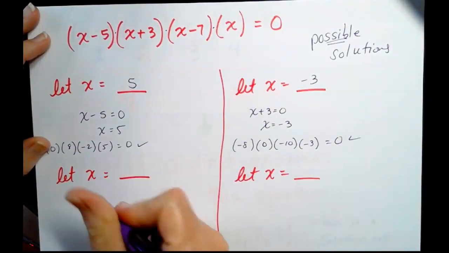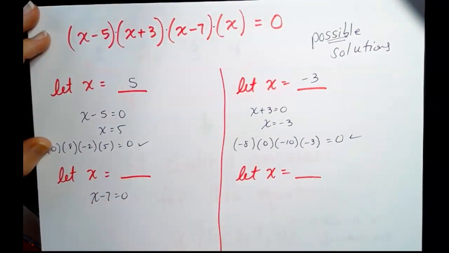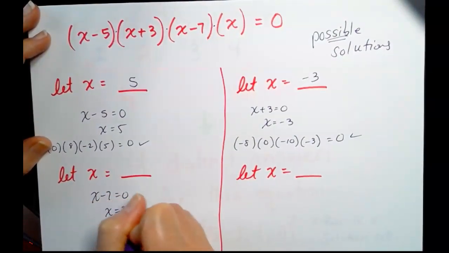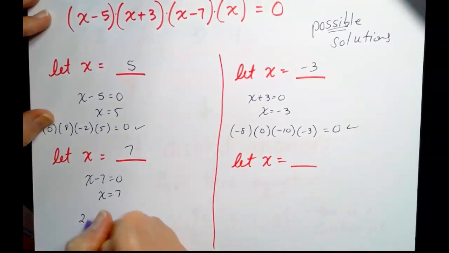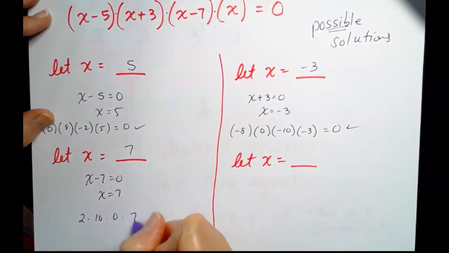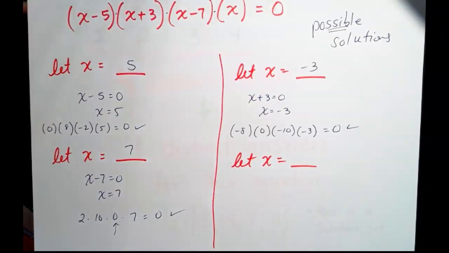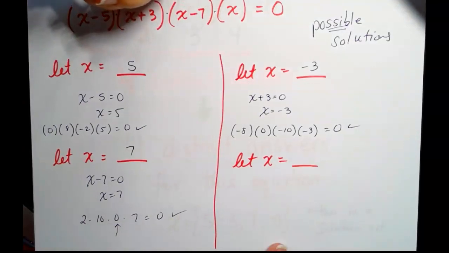Let's go to that next one. X minus 7 could be equal to 0. Therefore, x could be 7. So if we plug in a 7, we get 2 times 10 times 0 times 7. And yep, we've still got a factor of 0, so the whole thing's equal to 0. It checks.